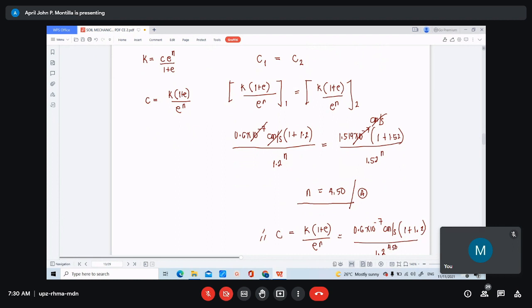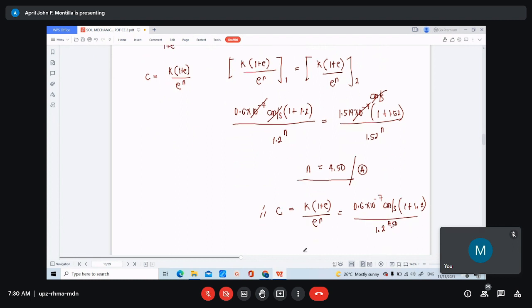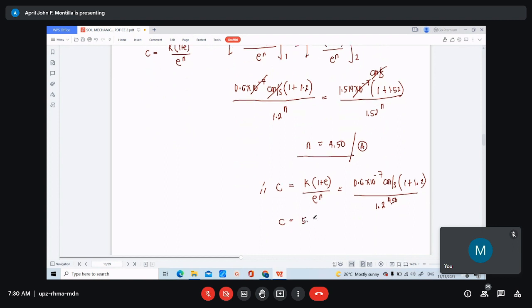Naka-stored value po dapat. Ano po ang ating variable C? 5.81 times 10 raised to negative 8. Okay, that is in centimeter per second. How about the others?